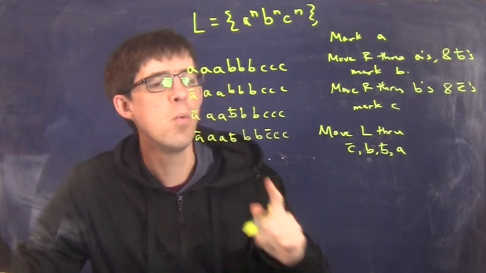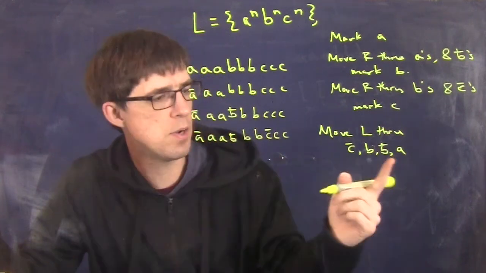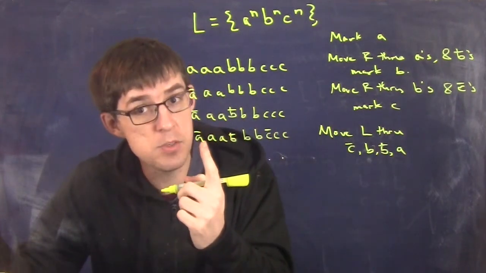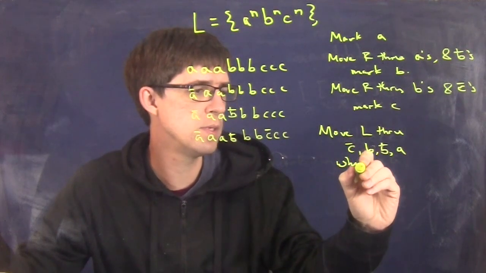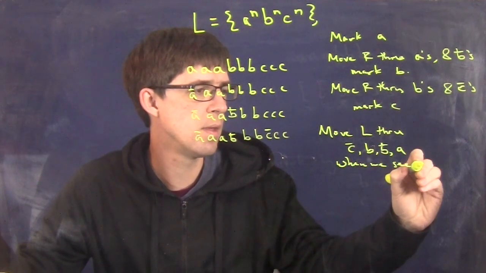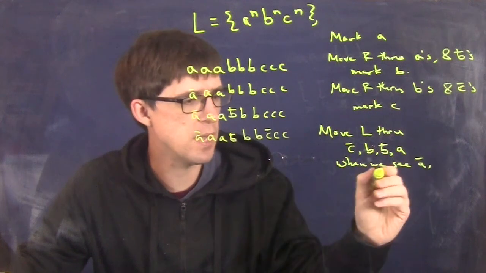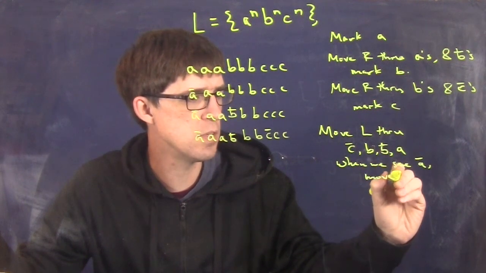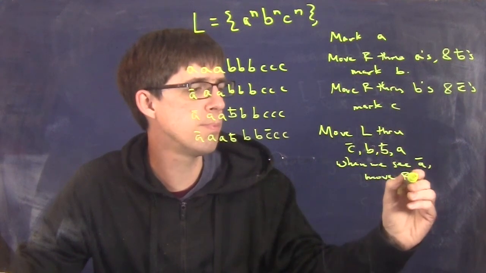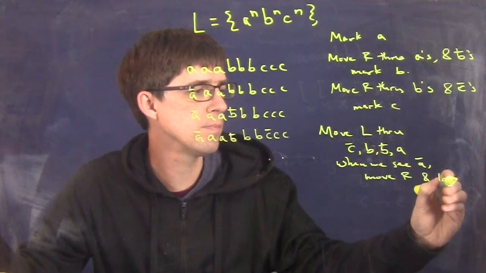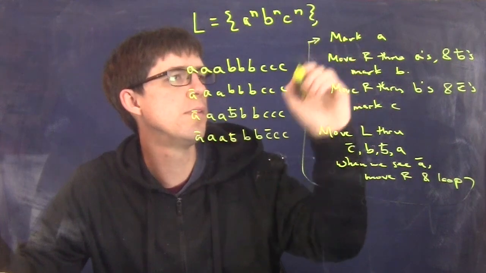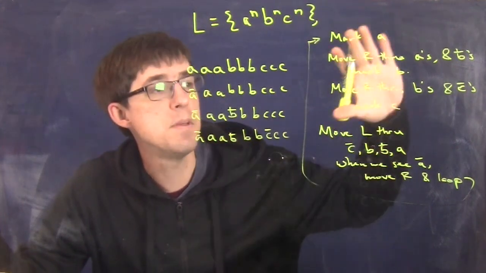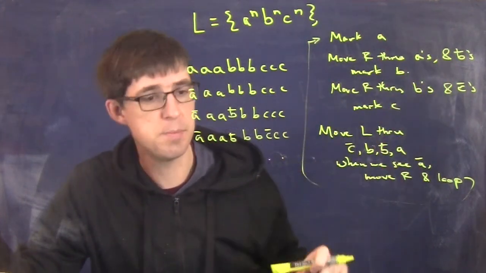Right? When you see an A, when you finally get to an A bar, that means you actually made it back to the beginning, and then you should just move to the right. So when we see A bar, keep it as an A bar and move one position to the right. And then loop. Then you're back at the beginning, and you should go back to that step, right? This is the basic structure of how this machine works.